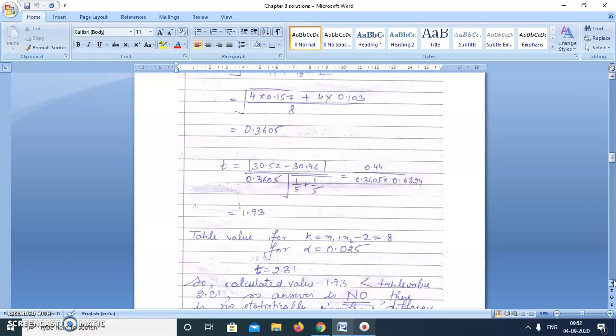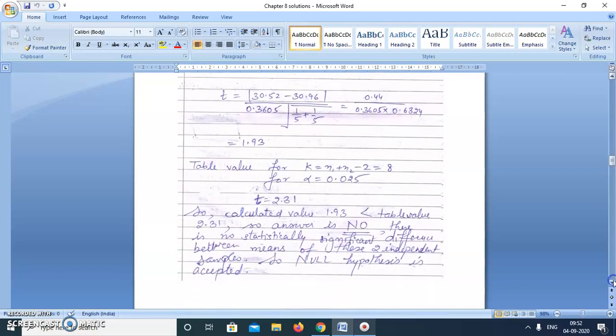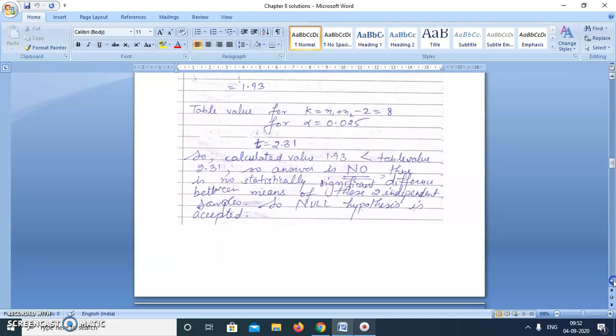So calculated value is less than table value. That means the answer is no. There is no statistically significant difference between means of these two independent samples. So in this case, null hypothesis is accepted. Now we'll move to next question.